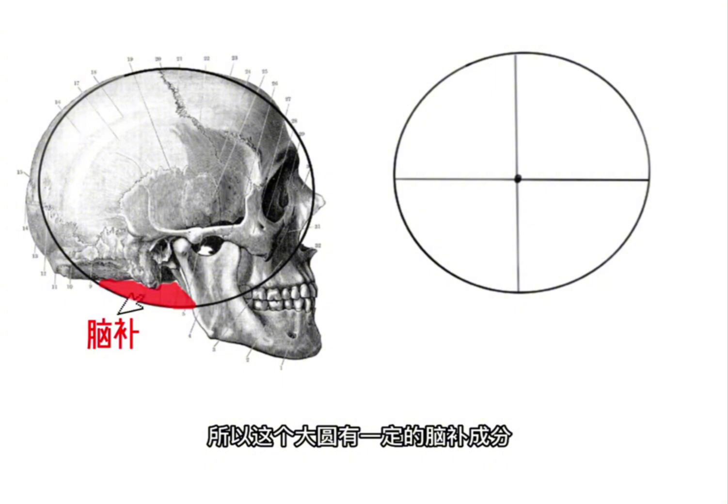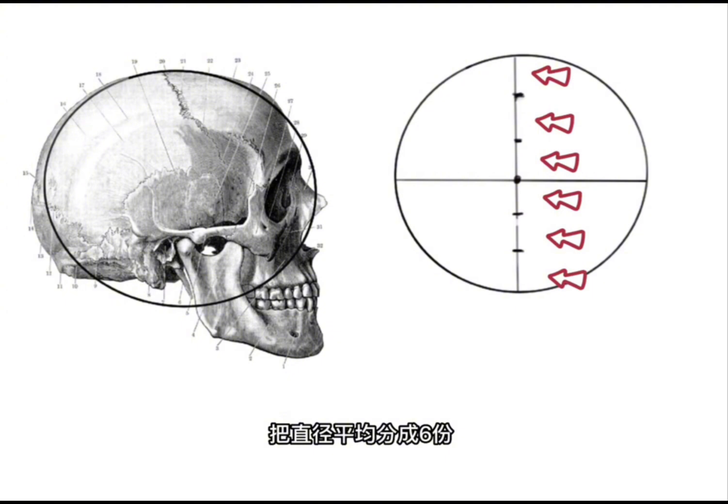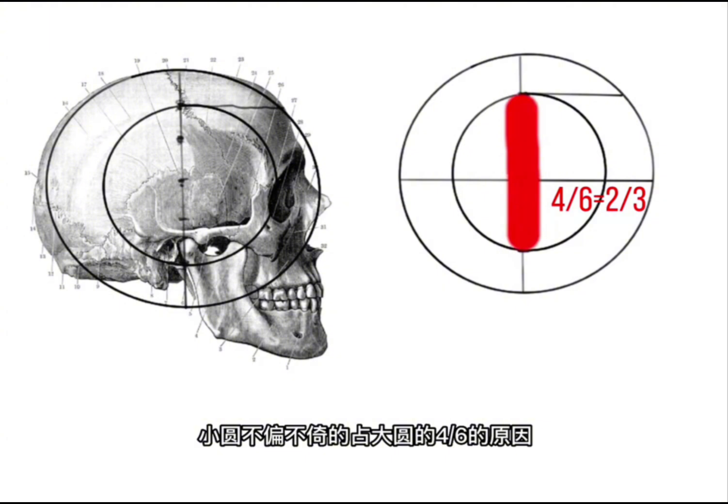Find the center of the large circle and draw the diameter of the large circle. Divide the diameter into 6 equal parts on average. Use 4 of these parts as the diameter to draw a small circle. The large circle and the small circle share the same center.